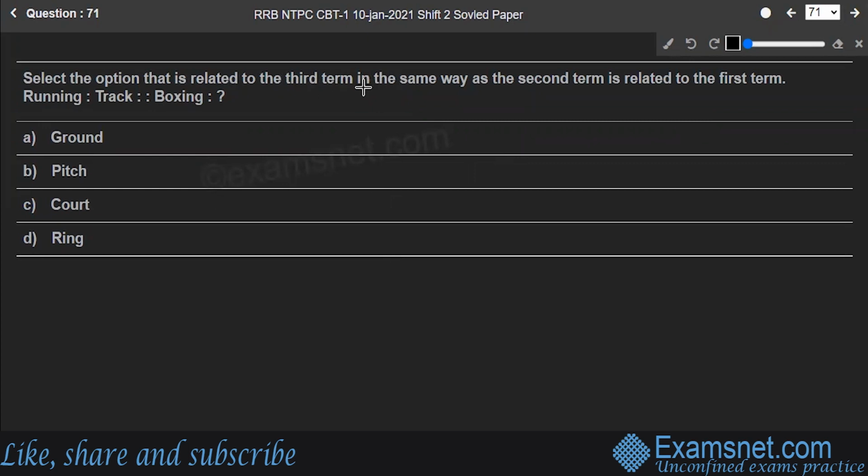Select the option which is related to the third term in the same way as the second term is related to the first term. So there exists a relationship between running and track. The same relationship exists between boxing and what? If you look at running and track, runners do running on the track. Similarly, boxing is played in the ring.